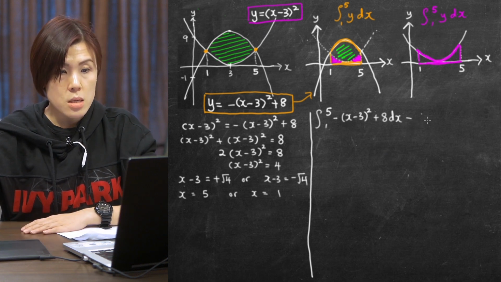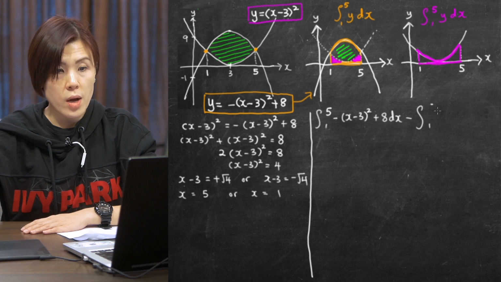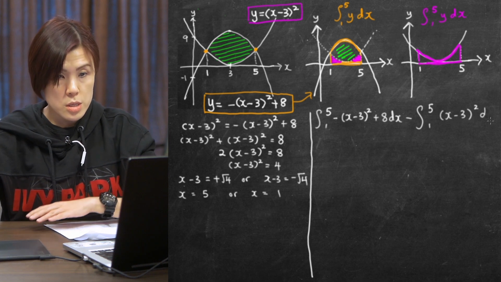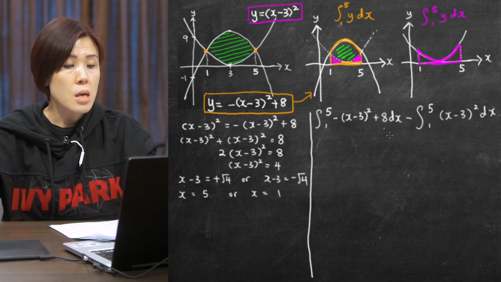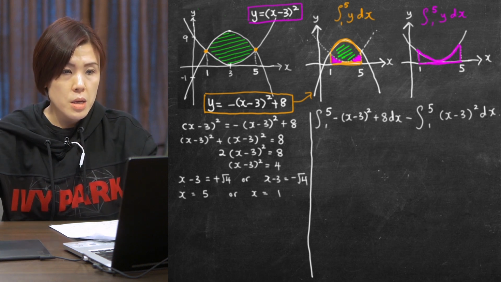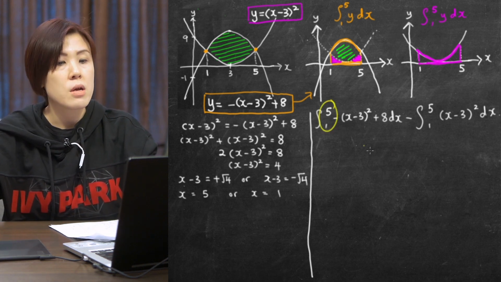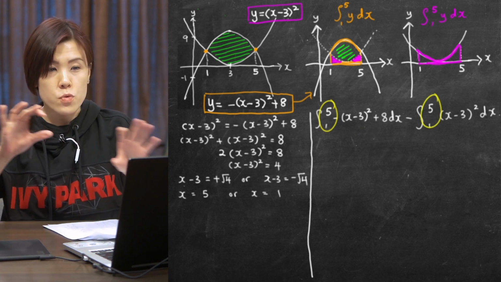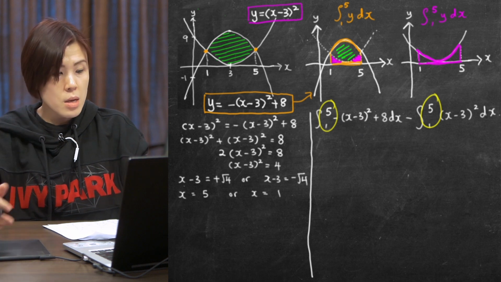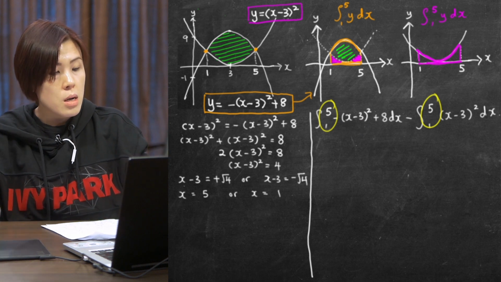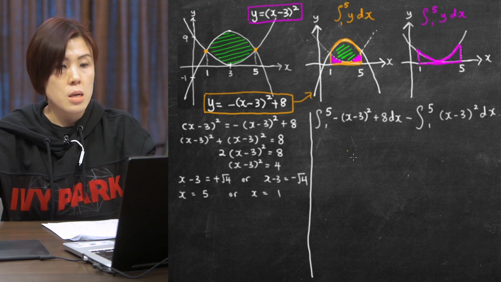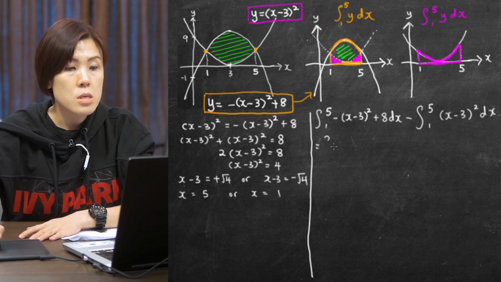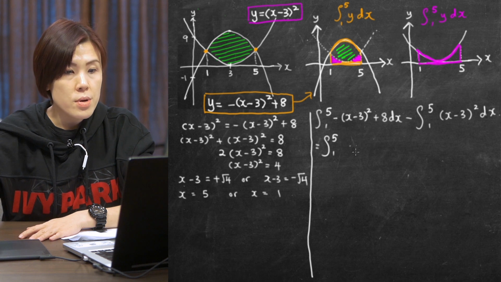So minus integrations 1 to 5 and these equations. Okay guys, since we have the same limit, you can see that this is integration 1 to 5. The other integrations also 1 to 5. We can combine them. Instead of doing them separately, we can combine them and do integration together since they have the same limit.